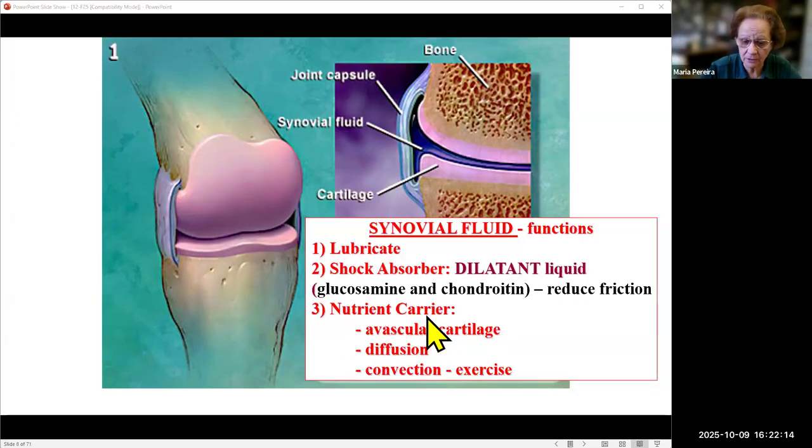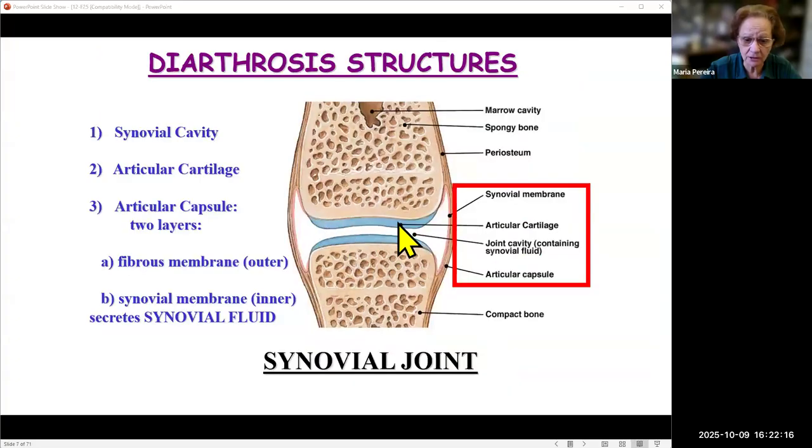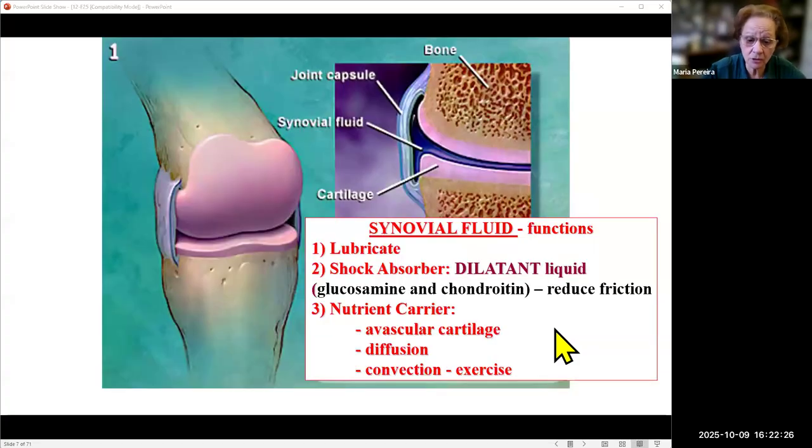So why is this important? Because remember, you have cartilage here, and this cartilage does not receive blood vessels. So it needs to receive nutrients in another way that's not through blood vessels. So it relies on the synovial fluid. The synovial fluid brings nutrients to the cartilage by diffusion and convection.